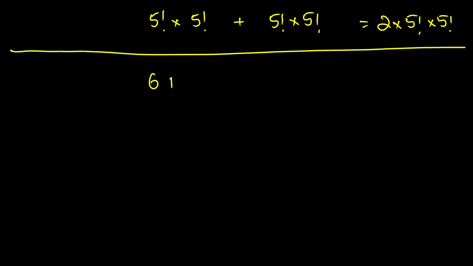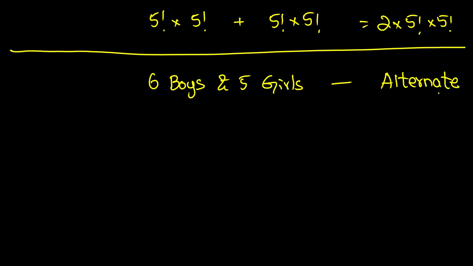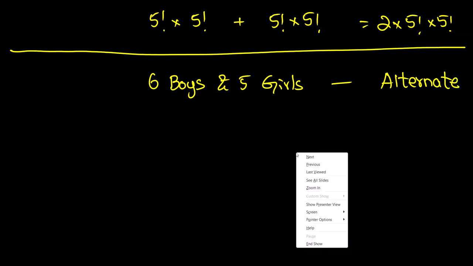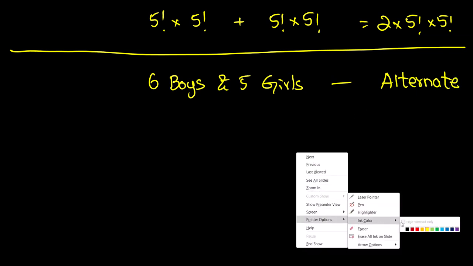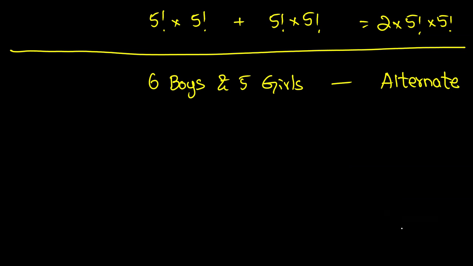6 boys and 5 girls are there. Now alternate, I want the answer for alternate arrangement. How many ways can you arrange 6 boys and 5 girls in alternate positions?